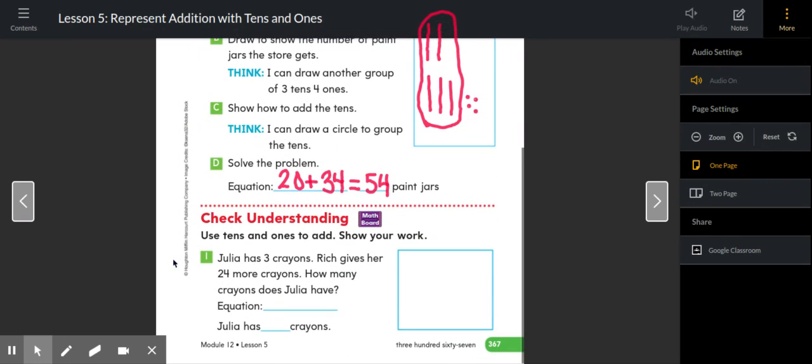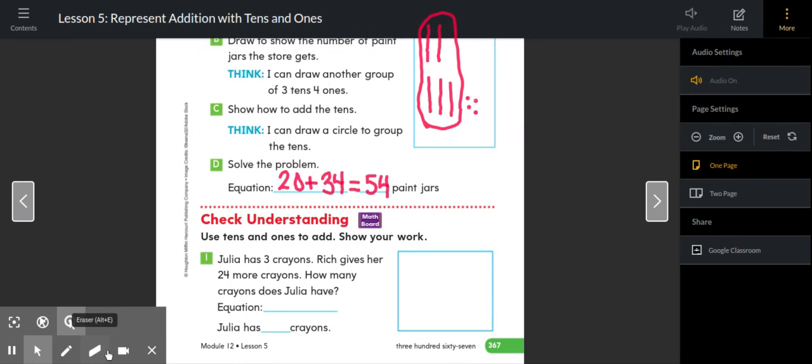Check for understanding. Julia has 3 crayons, so let's think carefully. What would the quick picture for 3 crayons be? Do we have any tens in the number 3? We do not, so we are just going to draw 3 dots. She doesn't have 30 crayons, she only has 3 crayons. Rich gives her 24 more crayons. So a quick picture for 24 would be 2 tens and 4 ones.